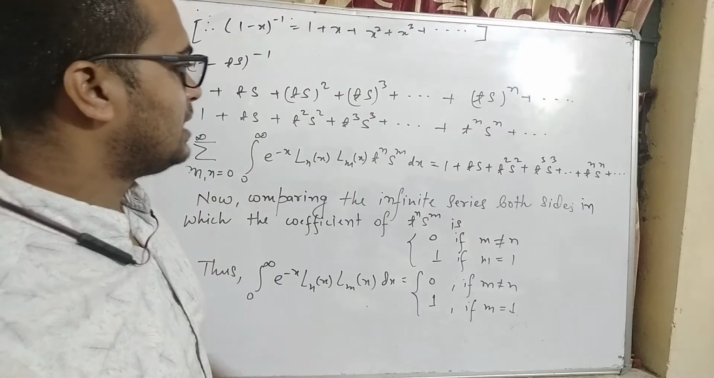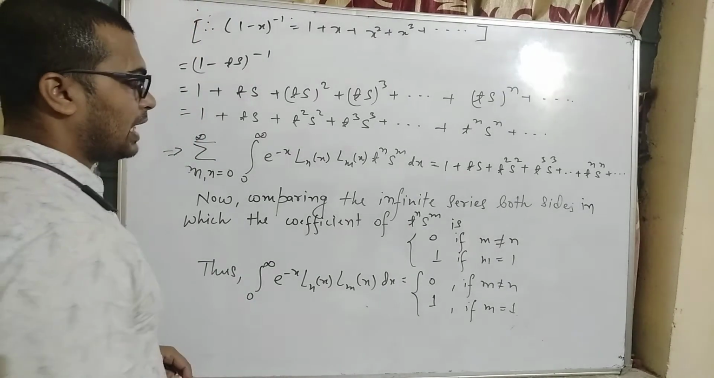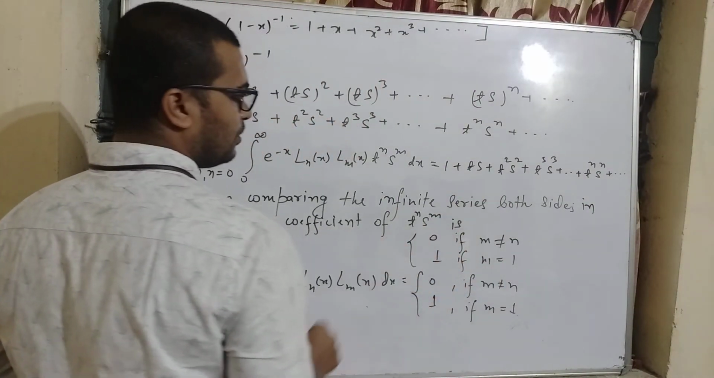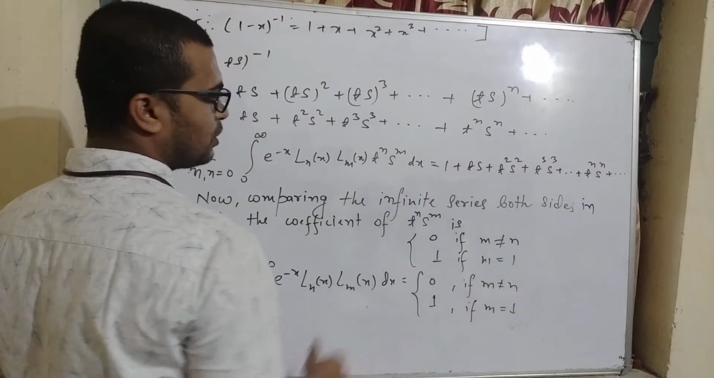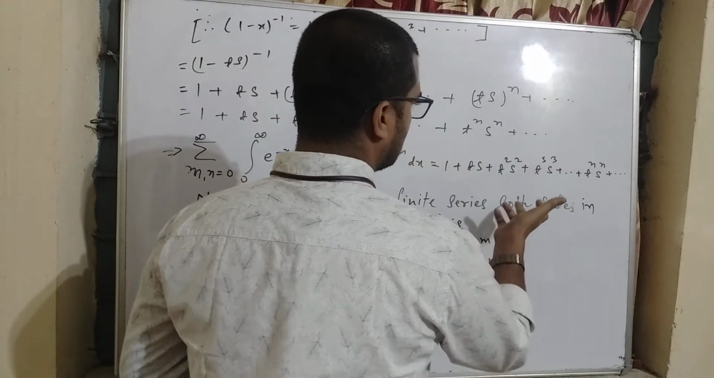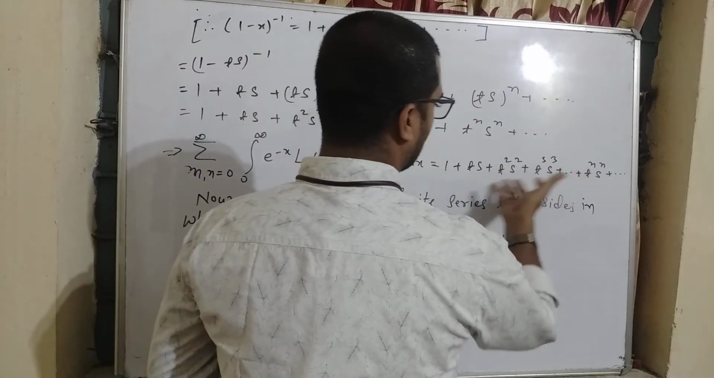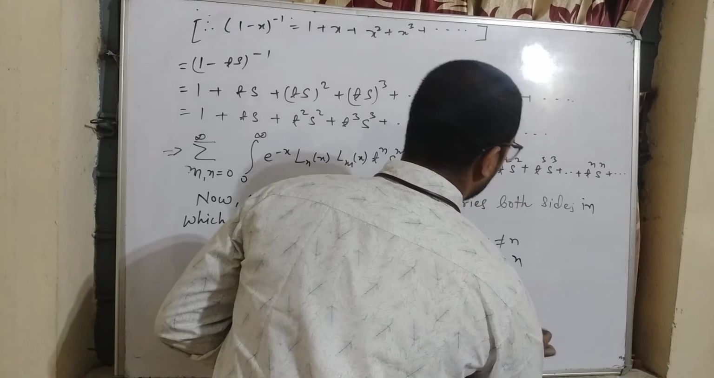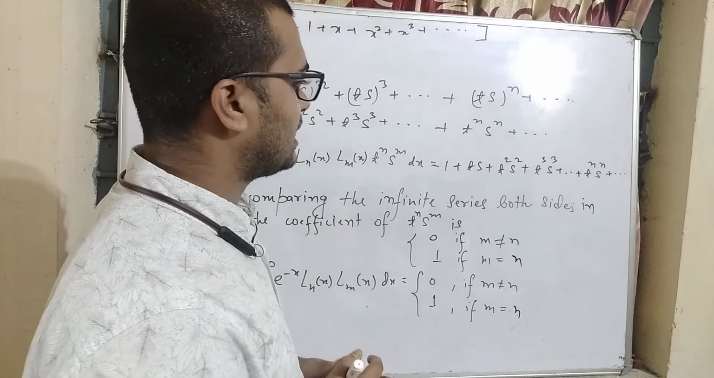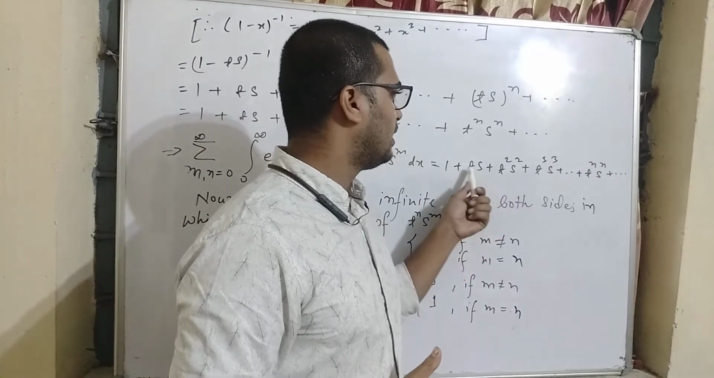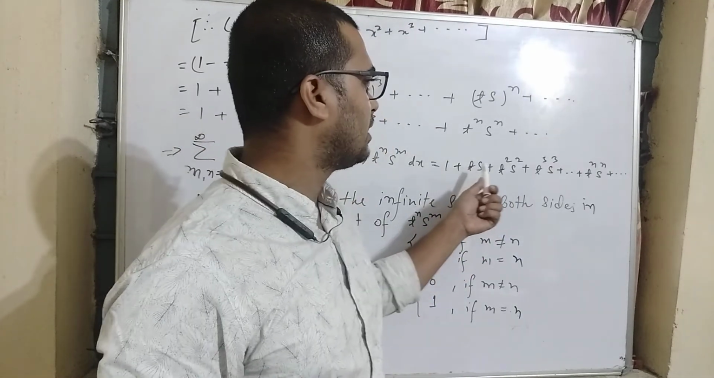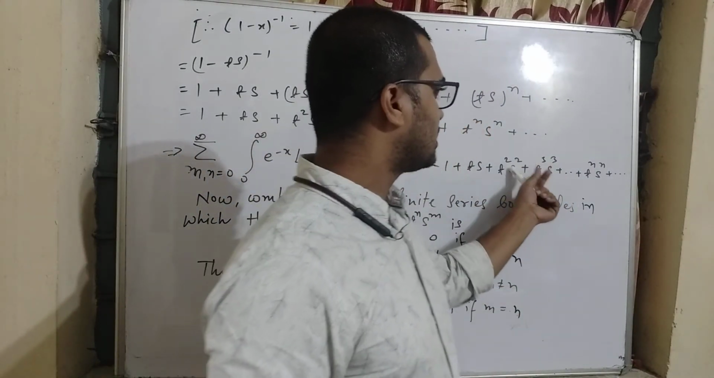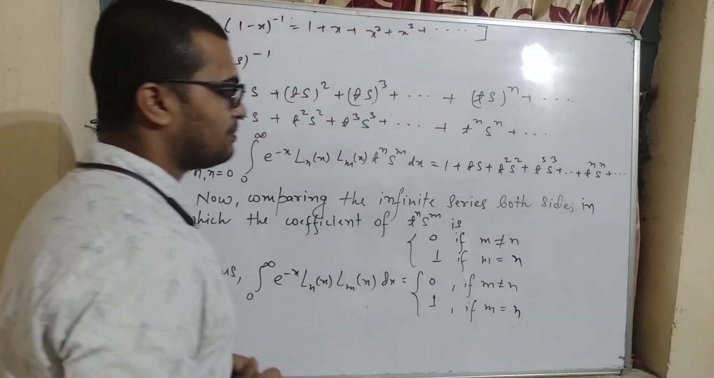Now we'll compare both sides of this infinite series, and what we see is that the coefficient of t^n s^m is 0 if m is not equal to n. In all the cases, if m is not equal to n, for example if m is 1 and n is 2, then we see that there is no such term, that is, the coefficient is 0, and 1 if m is equal to n. That is, when the powers of t and s are equal, then the coefficient is always 1. For power 1, the coefficient is 1. When power is 2, then also the coefficient is 1, and when power is 3, then the coefficient of t^n s^m is 1.